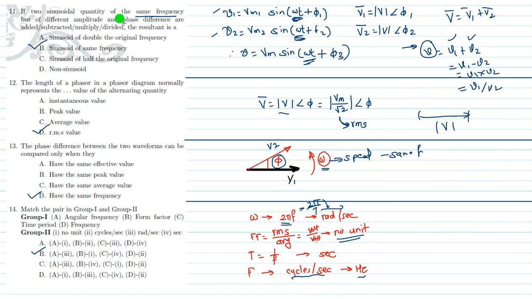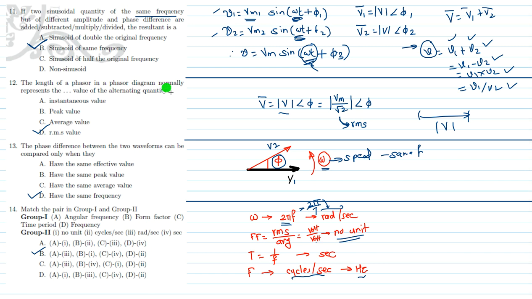Here, if two sinusoidal quantities of the same frequency but different amplitude and phase difference are added, subtracted, or multiplied. Let us consider V1 = Vm1 sin(omega t + phi1), V2 = Vm2 sin(omega t + phi2). You will observe that both have the same frequency. If you add, subtract, multiply, or divide the voltages, the output voltage always has the same frequency as that of the supply. Hence it is the same frequency.